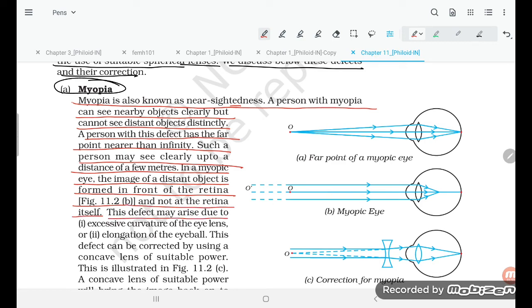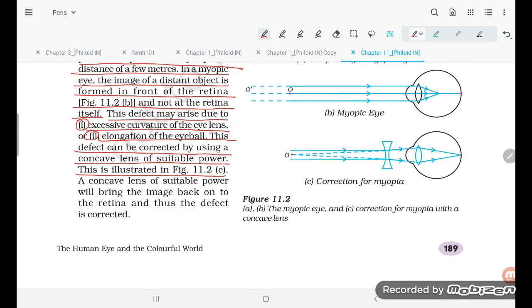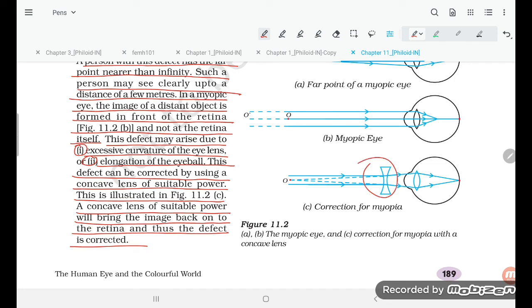This defect may arise due to, first, excessive curvature of the eye lens, and second, elongation of the eyeball. This defect can be corrected by using a concave lens of a suitable power. This is illustrated in figure 11.2. A concave lens of suitable power will bring the image back on the retina, and thus the defect is corrected. So here what you are using is the concave lens. This is the correction of myopia.